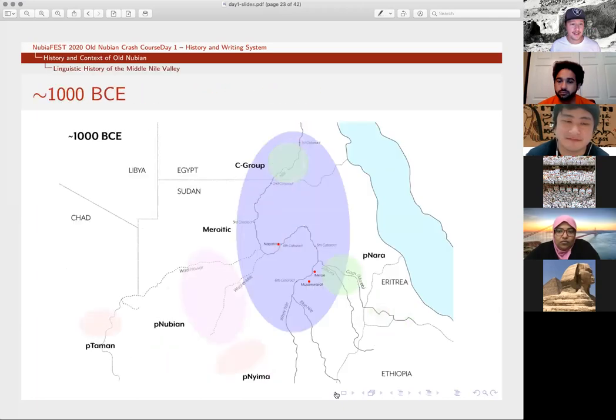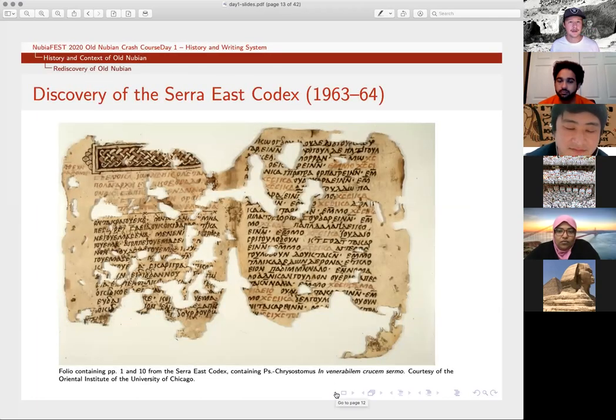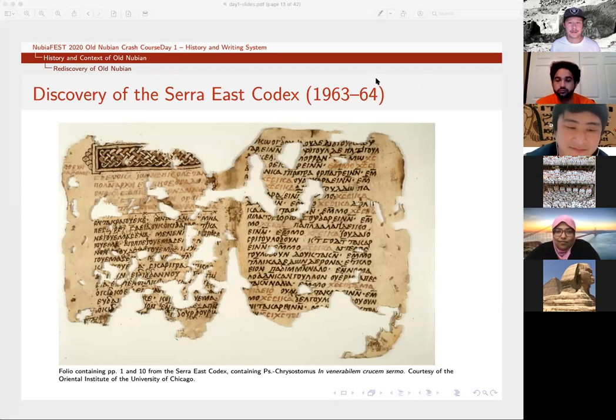Let's say the Sarah East Codex. So I can put up a link somewhere. Let me just pull this out really quick and put the link if I can find it quickly. So the Sarah East Codex contains the text of Pseudo-Chrysostomos, In Venerabilem Crucem Sermo. I'm not sure if I can drop this somehow. No, okay, I cannot. I can post this later. But you can find the article on my Humanities Commons. Wait, I can just bring that up. And I can put the link actually. Sorry, just let me do this quickly. Then you have the article.